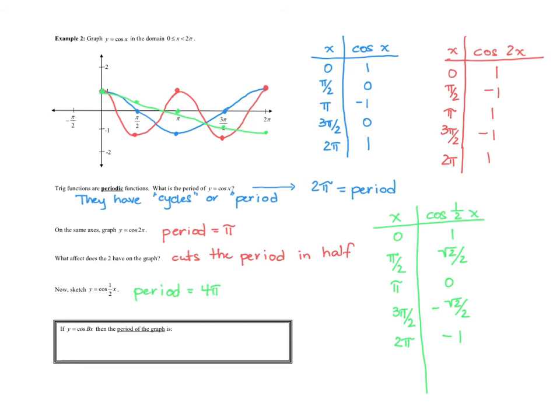So if we look at it in general terms, y equals the cosine of bx, then the period of the graph we can define as the period is equal to 2 pi over that value of b. Or I can rewrite that and say that b is equal to 2 pi over the period.